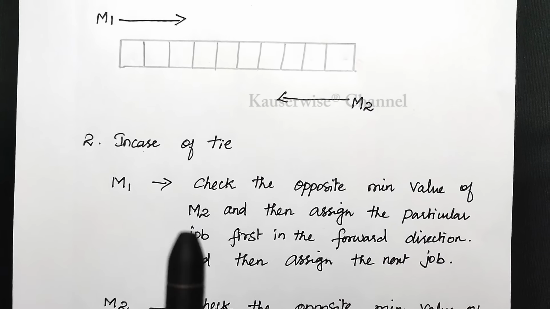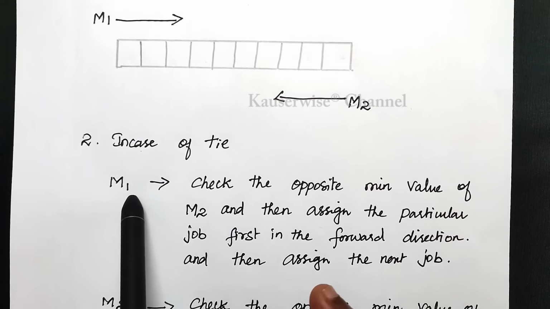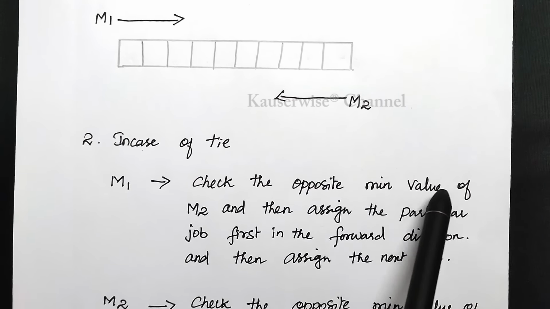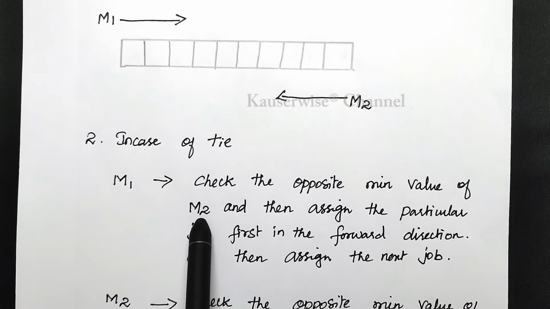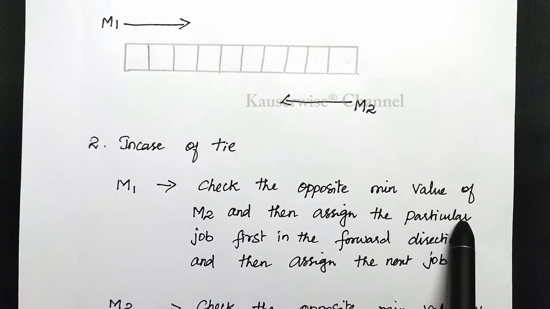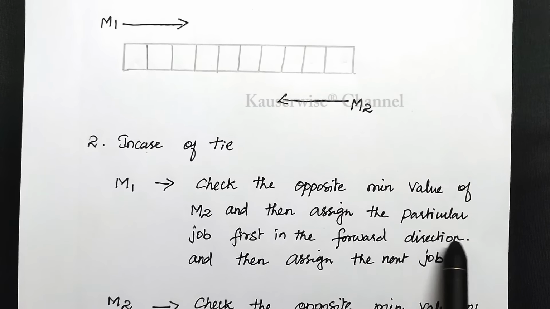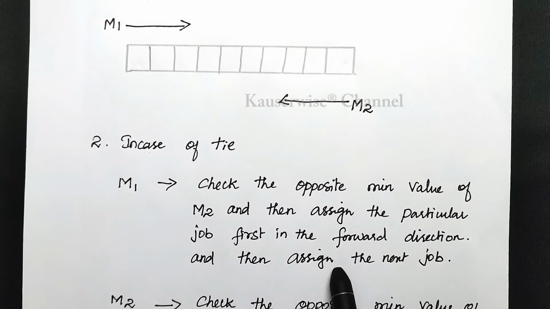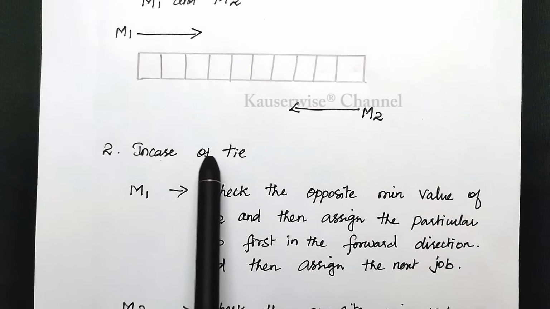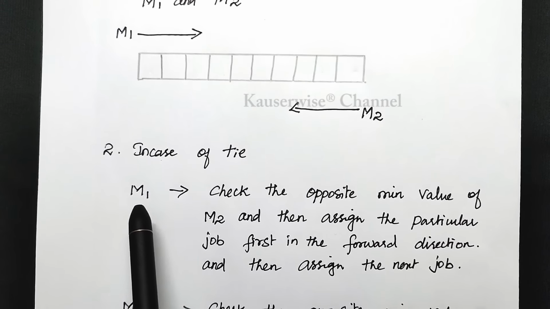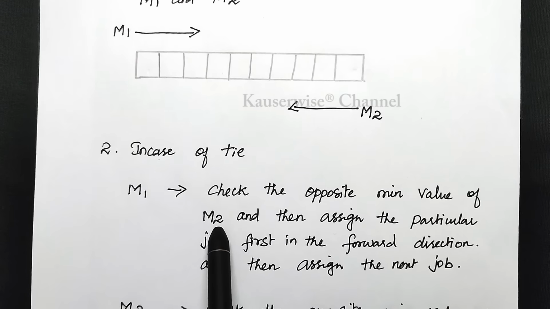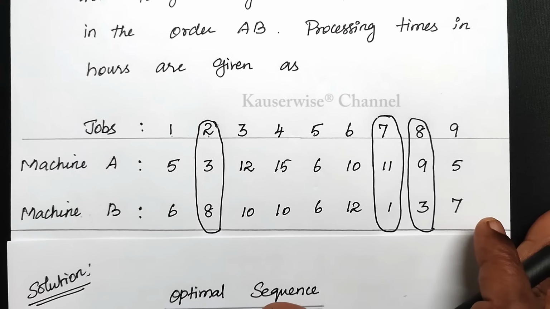Here the tie occurs in mission 1, that is mission A. For that, check the opposite minimum value of mission 2, that is mission B in our problem, and then assign the particular job first in the forward direction and then assign the next job. So this is the procedure in case of a tie in mission 1. We need to find the minimum value in the opposite mission, that is mission 2. Now see the problem.